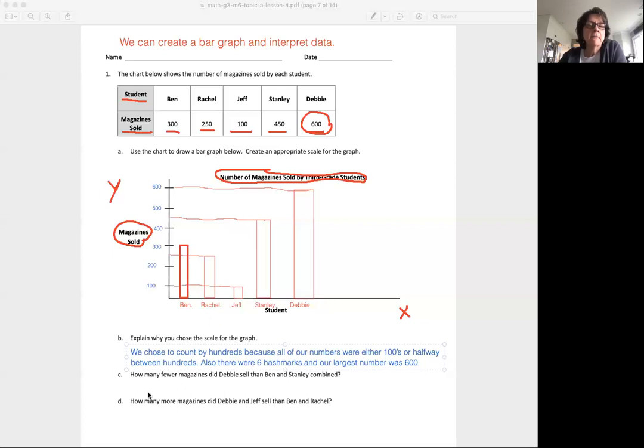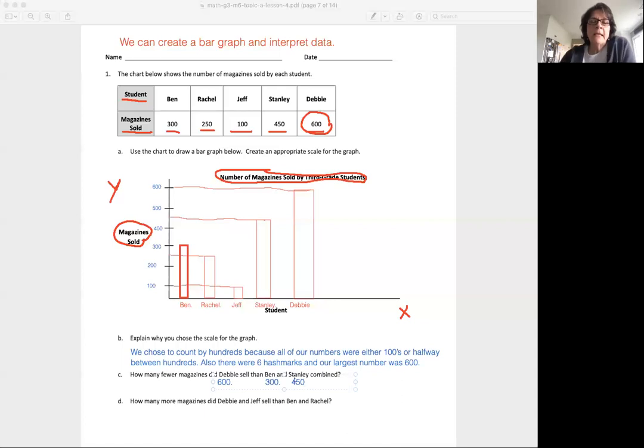All right, now let's come down here. It says, how many fewer magazines did Debbie sell than Ben and Stanley combined? So I like to organize my data by putting the numbers underneath. So first I have to figure out how much Debbie sold. If I go up to the graph, that's 600, so I'm going to write it underneath Debbie's name. I can also get my information right out of the table. Ben sold 300, so I'm going to write 300 underneath his name. And then Stanley sold 450. I'll write 450 underneath his name.